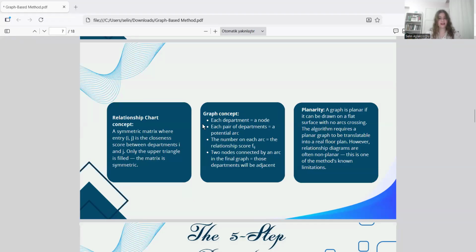A graph is planar if it can be drawn on a flat surface with no arcs crossing. However, relationship diagrams are often non-planar. This is one of the method's limitations.